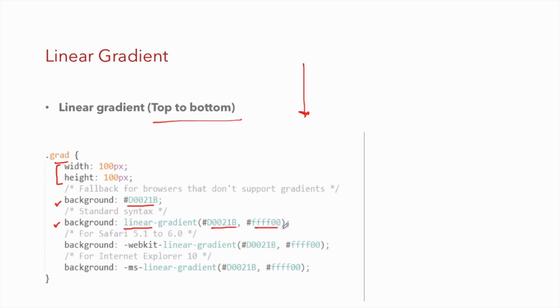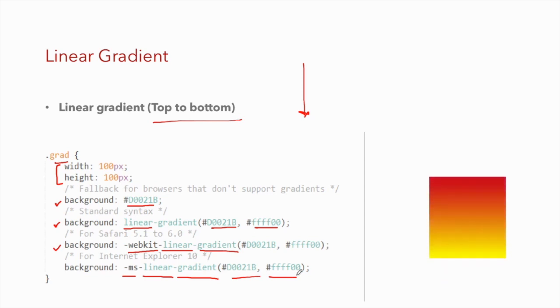So this is the standard code when we write the linear gradient and then we specify the color stops. And then for Safari 5.1 to 6.0, we can write this syntax. Instead of linear-gradient, we write -webkit-linear-gradient. And then for Internet Explorer 10, we write -ms-linear-gradient. And then we specify the color stops. After writing this code, this is something that you'll get to see on your screen. So this is the first color and this is the second color.